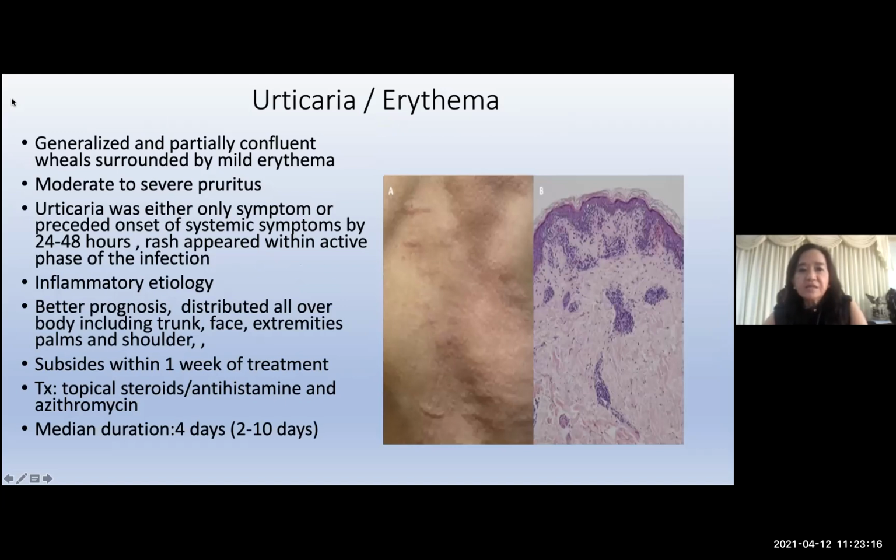You have your generalized and partially confluent wheals surrounded by mild erythema with moderate to severe pruritus. Urticaria was either the only symptom or preceded onset of systemic symptoms by 24 to 48 hours. The rash appeared within the active phase of the infection. It's inflammatory in etiology and has a better prognosis, although it would be distributed all over the body, including the trunk, face, extremities, palms, and shoulders. It usually subsides within 1 week of treatment. And again, treatment would include topical steroids, antihistamines, and azithromycin with a mean duration of 4 days.